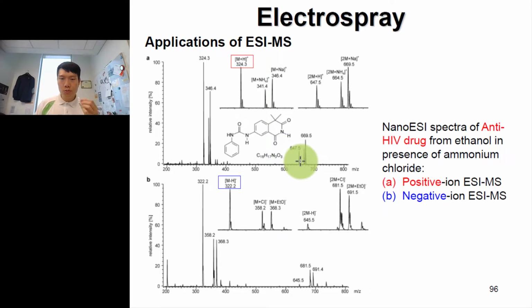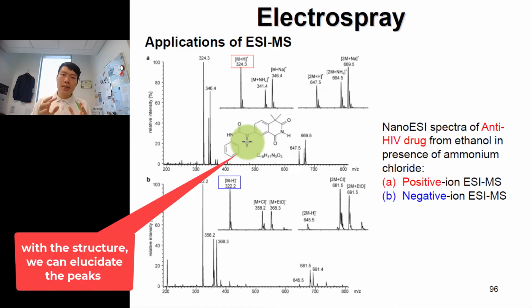anti-HIV drug, with ethanol as a solvent in the presence of some ammonium chloride salt. And on the top is the positive ion ESI MS, and the bottom is a negative ion ESI MS. And you can see that because you have the structure of this anti-HIV drug, right? You just put it out, and then you can find the molecular formula.